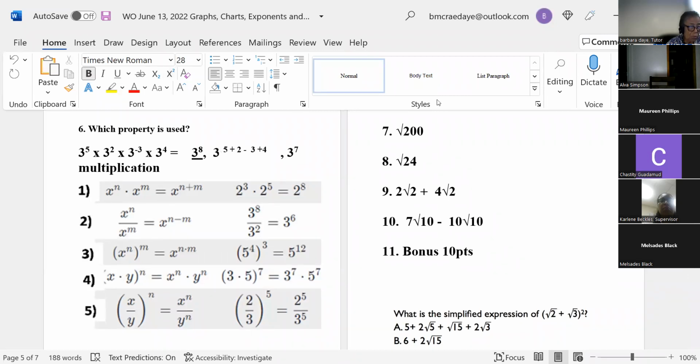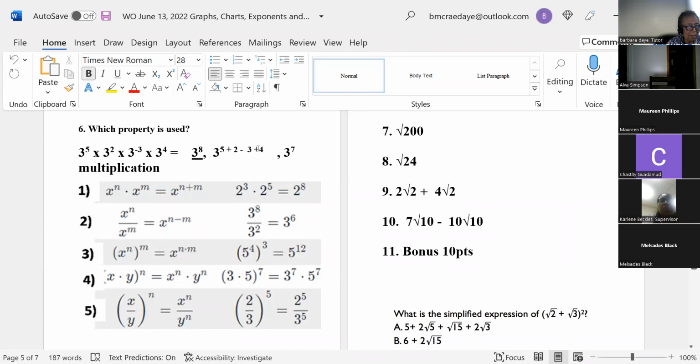5 plus 2 is what? 7. 5 plus 2 is 7. And 7 minus 3. 4. And 4 plus 4 makes it 8. That's why you get Chastity's number, 3 to the 8.